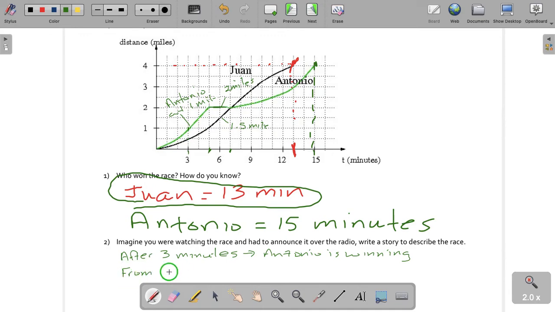So from minute 5 to minute 7, Antonio is stopped. He's not moving. Whoops. My pen quit writing here. All right, so from 5 minutes to 7, Antonio's not moving. And right there, at that 7-minute mark, Juan caught up to Antonio. All right, so let's put that in there.